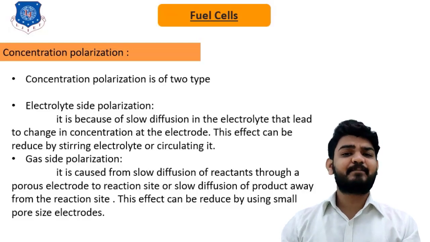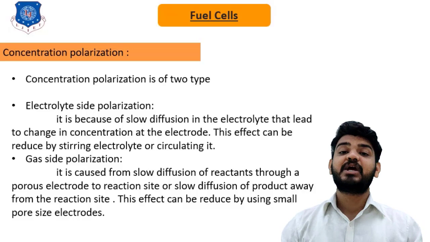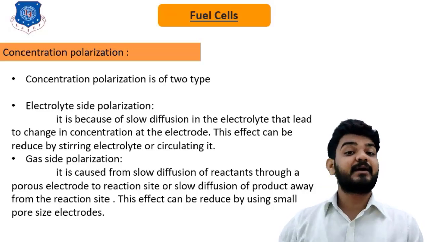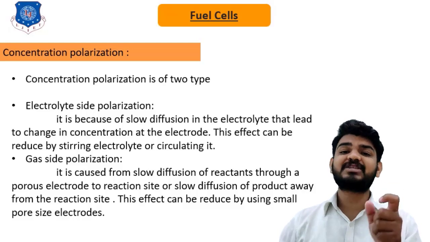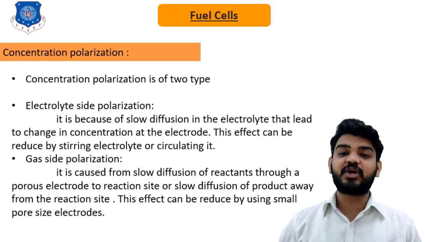Now, the next type of concentration polarization is gas side polarization. This type of polarization is mainly due to slow diffusion of reactant at the reaction site and again slow diffusion of product from the reaction site. Well, this can be reduced by using small size pores for the electrode.